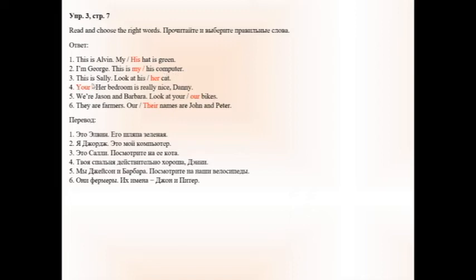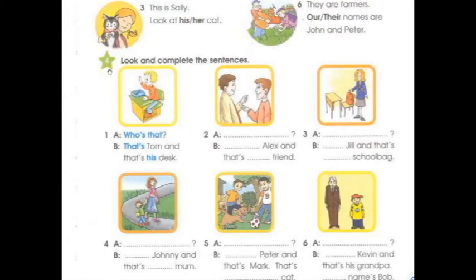Boys and girls, we must do exercise number 4. Look and complete the sentences. Посмотрите и дополните предложение. The answer. Who's that? That's Tom and that's his desk. Who are they? That's Alex and that's his friend. Who's that? That's Jill. And that's her school bag. Who are they?